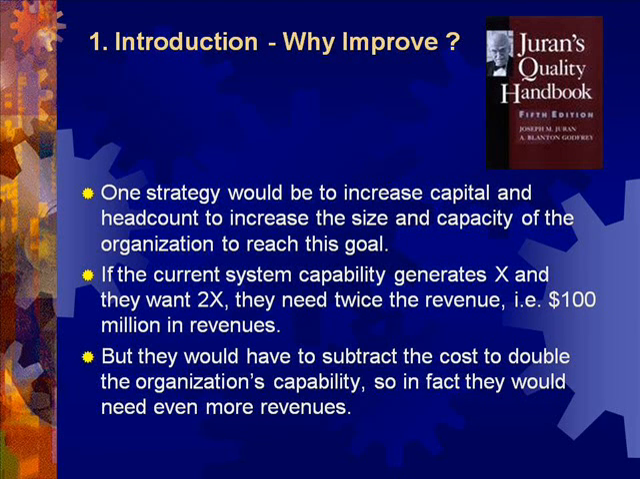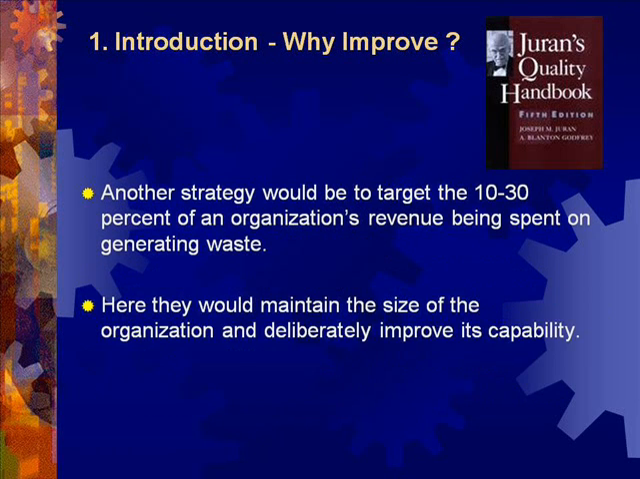But they would have to subtract the cost to double the organization's capability, so in fact they would need even more revenues. Another strategy would be to target the 10 to 30% of an organization's revenue being spent on generating waste. This waste is often hiding in their company's processes.